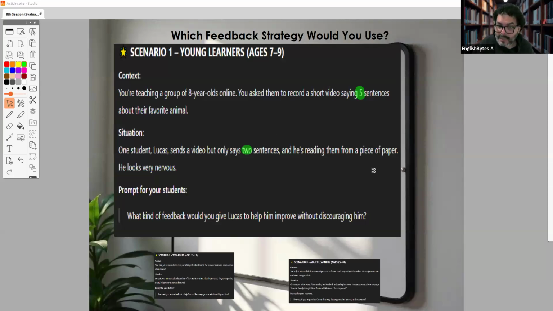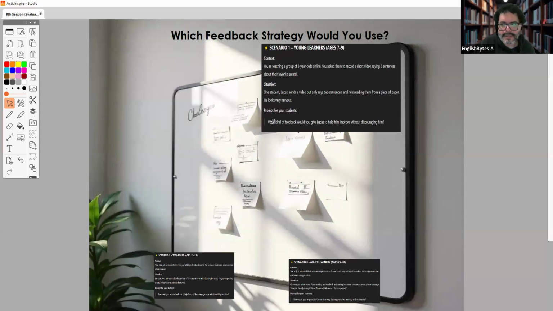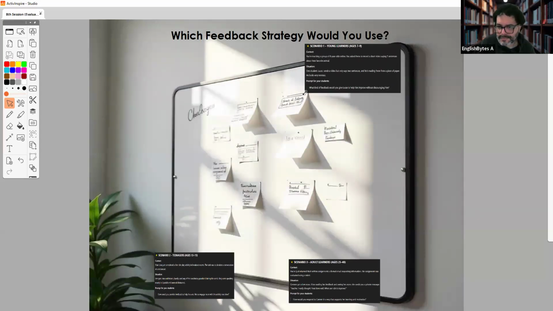He wrote them down. He's nervous because he doesn't like being recorded. That's probably also the reason why he doesn't participate in class. Most probably, I would say this kid does not participate in class because the kids that love participating are not afraid of being recorded. They're not afraid. Okay, that's one case. Let me show you another case, this time talking about teenagers.